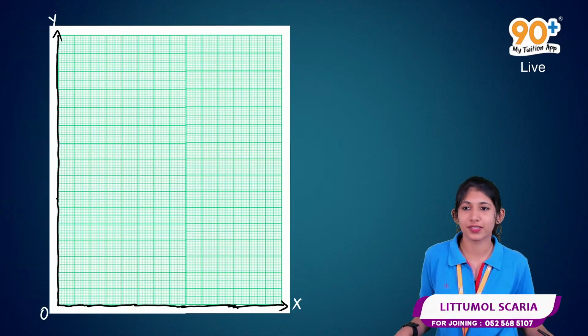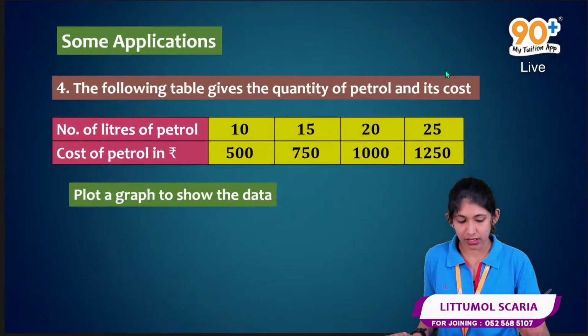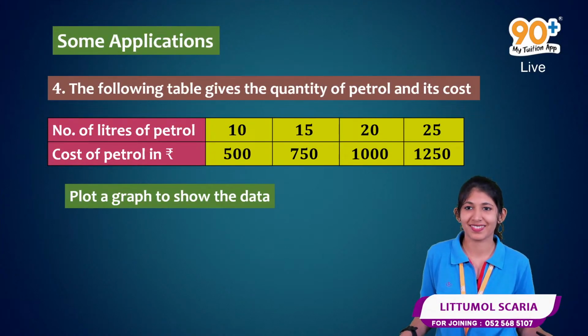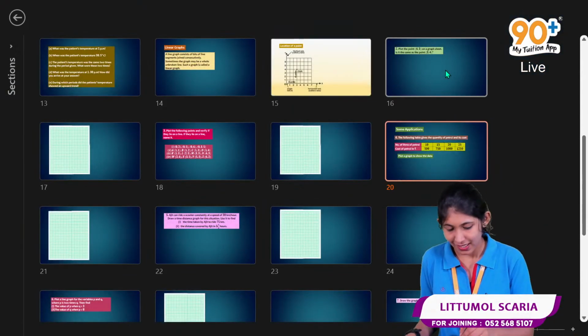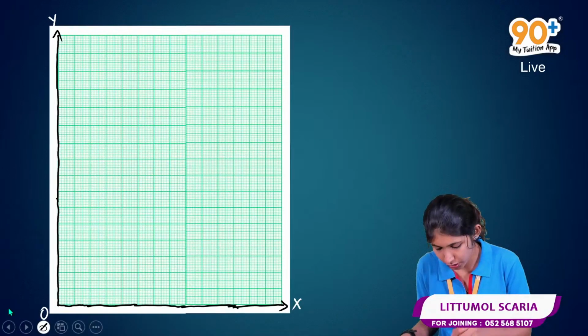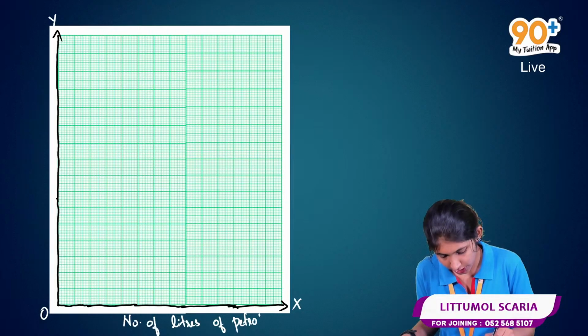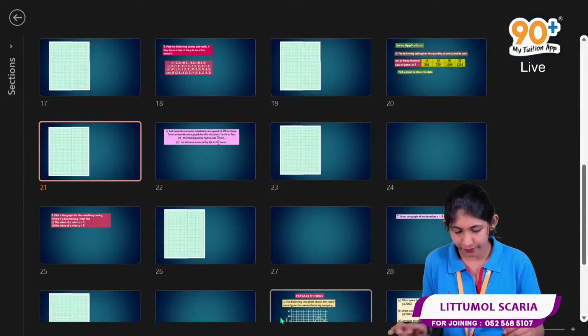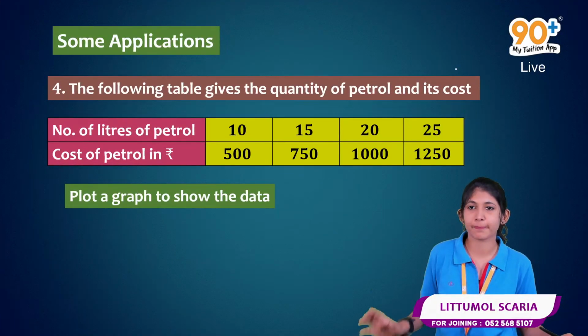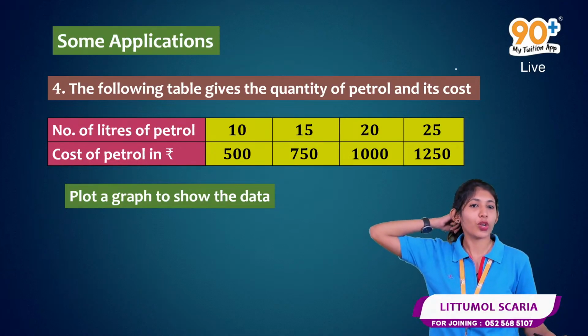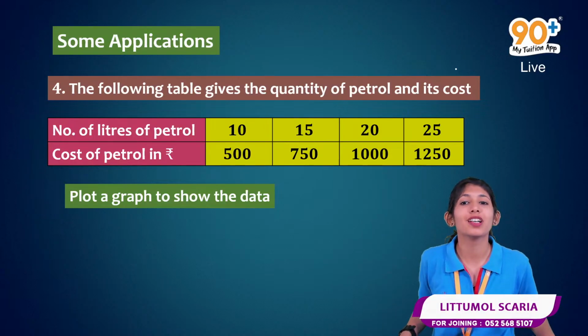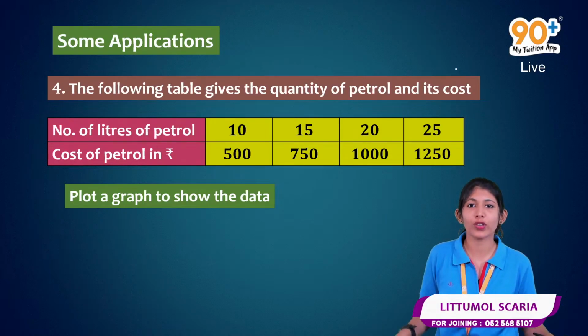The cost of petrol should be on the y-axis, and the number of liters of petrol should be on the x-axis. So let me write number of liters of petrol. Number of liters, no unit. A number does not have any unit, right? So is there any unit for a number? No, we don't have a unit.